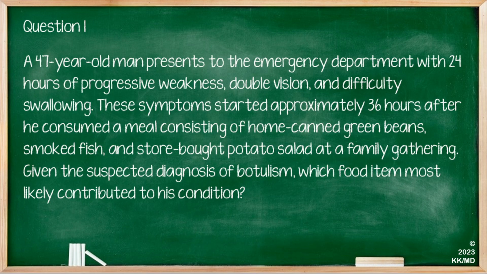Let's do some questions. A 47-year-old man presents to the emergency department with 24 hours of progressive weakness, double vision, and difficulty swallowing. These symptoms started approximately 36 hours after he consumed a meal consisting of home-canned green beans, smoked fish, and a store-bought potato salad at a family gathering. Given the suspected diagnosis of botulism, which food item most likely contributed to his condition?